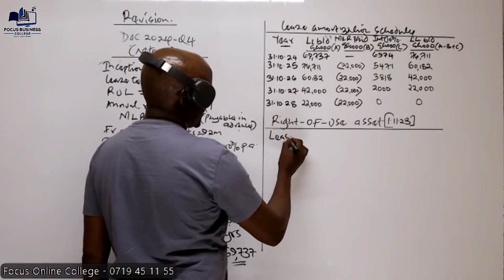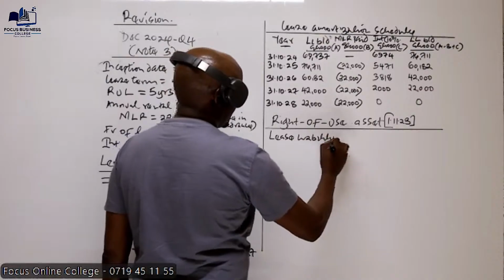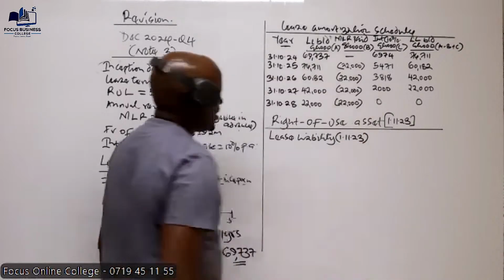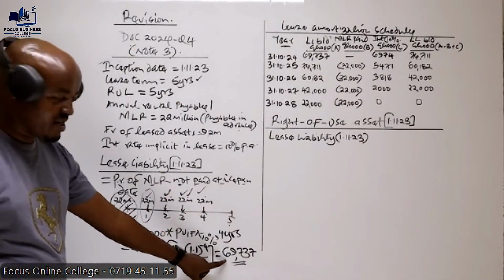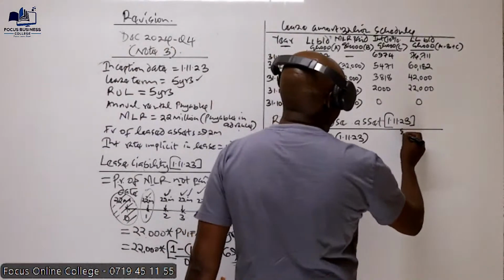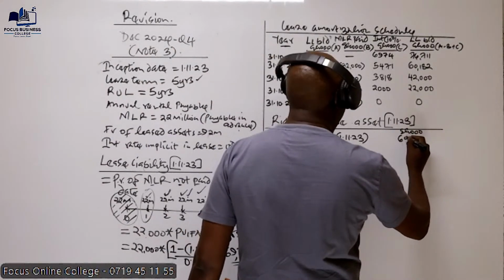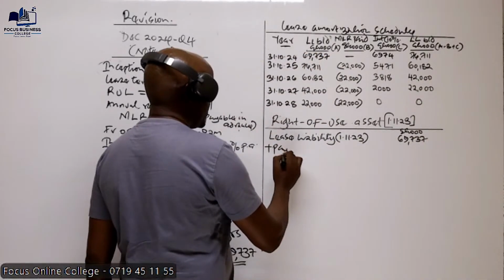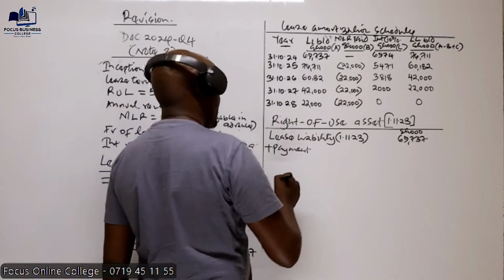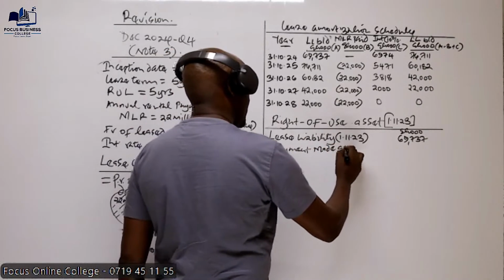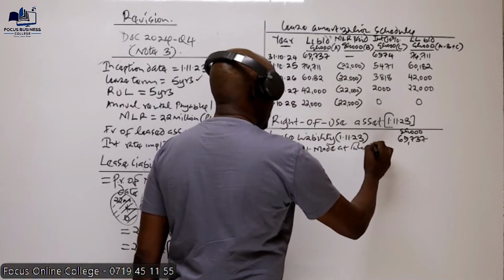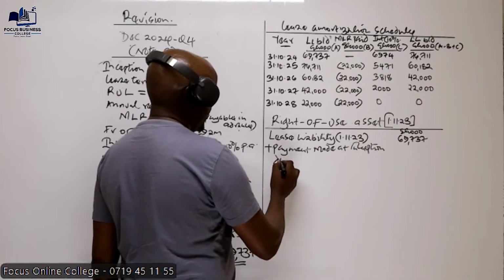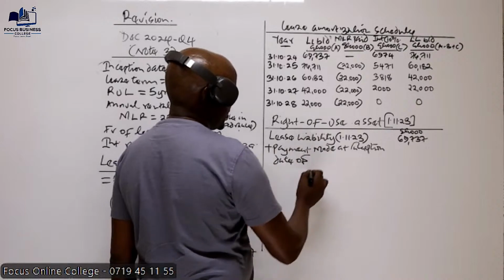In this case, we said we add 3 items. Number 1, we take the lease liability at the inception date, that is 1st November 2023. The lease liability at the inception date is what we have computed here, 69,737. Remember, these values are in thousands of shillings. And then to this, we said we add any payment which was made at the commencement date of the lease, payment made at the inception date of the lease.